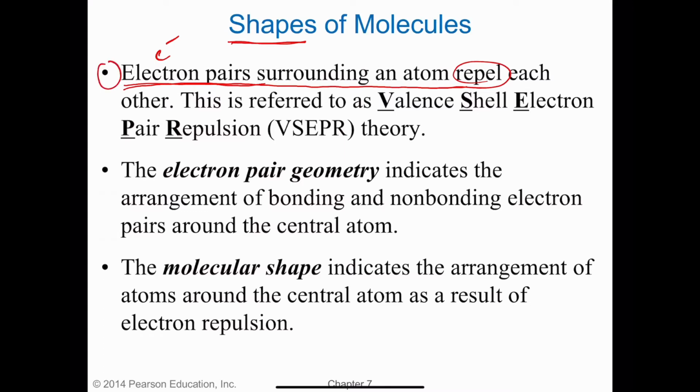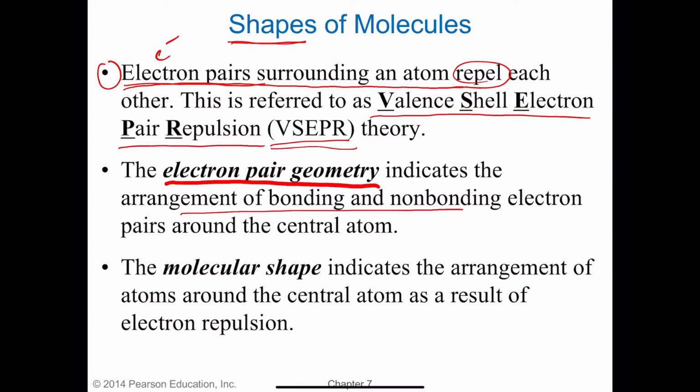This idea that electron pairs repel each other is called valence shell electron pair repulsion theory, and we'll say VSEPR. This acronym is pronounced VSEPR theory, so I'm going to use that from now on. There are two types of geometries we're going to talk about as we talk about VSEPR theory. Electron pair geometry is the arrangement of bonding and non-bonding electrons.